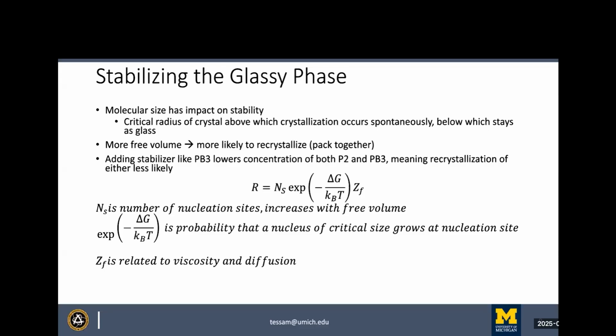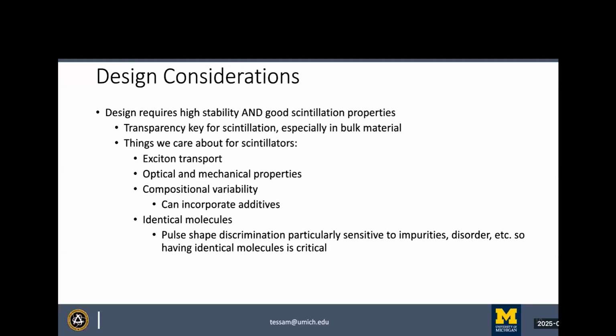There is a formula for the recrystallization rate: R equals N_S times e to the minus delta G over k_B T, all times Z_F. N_S is the number of nucleation sites, which of course is going to depend on the free volume. E to the minus delta G over k_B T is a thermodynamic factor, which represents the probability that a nucleus of the critical size will grow at the nucleation site. And Z_F is sort of a fudge factor related to viscosity and diffusion.